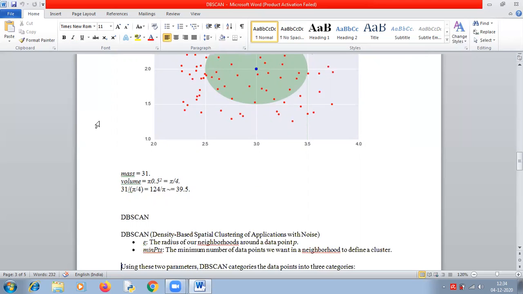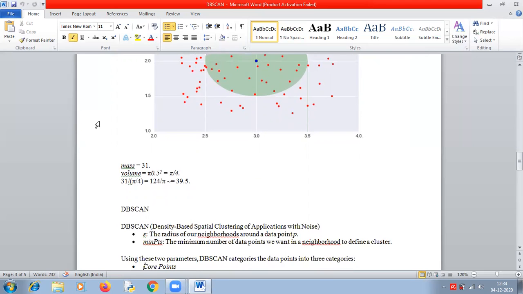So now let's see DBSCAN, which stands for density based spatial clustering of applications with noise. DBSCAN is the most well-known density-based clustering algorithm. It was first introduced in 1996. Due to its importance in both theory and applications, this algorithm is one of the best algorithms in machine learning clustering.